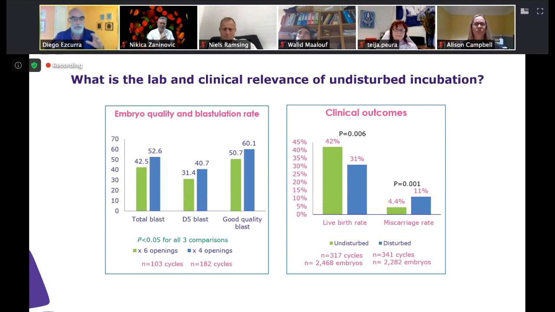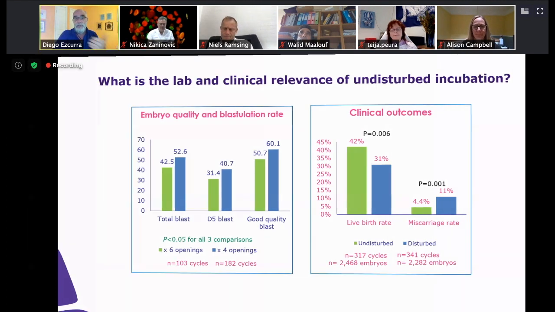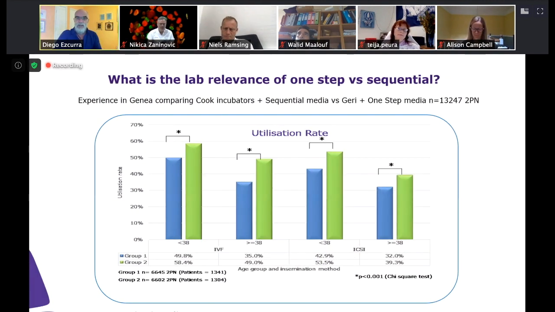This is something that is making a difference. It's a closed environment, like it's been said by Nikika and Walid and Niels. It's very important. It is closed, okay? And does it make a difference? Yes, it makes a difference. I think that some others are going to show this. But the problem is that if it is closed, we need to use a single media. And single-step media makes a difference.